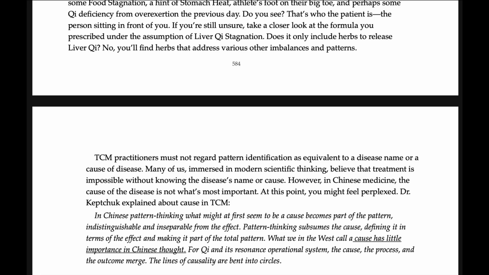In Chinese pattern thinking, what might at first seem to be a cause becomes part of the pattern, indistinguishable and inseparable from the effect. Pattern thinking subsumes the cause, defining it in terms of the effect and making it part of the total pattern. What we in the West call a cause has little importance in Chinese thought. For qi and its resonance operational system, the cause, the process, and the outcome merge. The lines of causality are bent into circles.